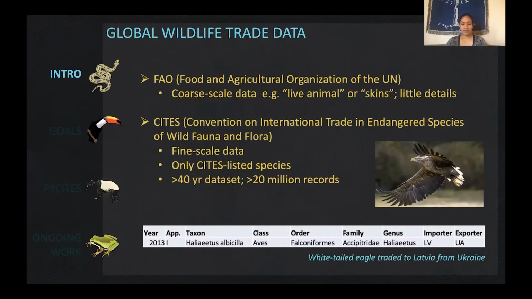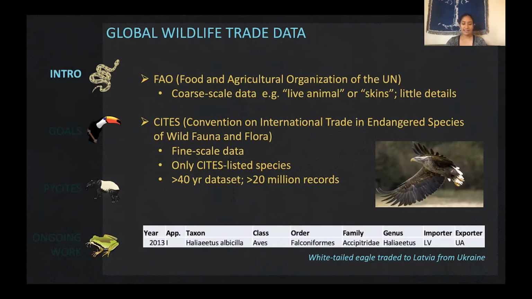To solve any of the problems surrounding the wildlife trade, we need to have data about the trade. So where can we get information online about the global wildlife trade? Two great databases exist online. The FAO, or the Food and Agricultural Organization of the UN, has coarse-scale data about trade between countries. For example, it tells you how many non-food live animals are traded, but not the species traded.